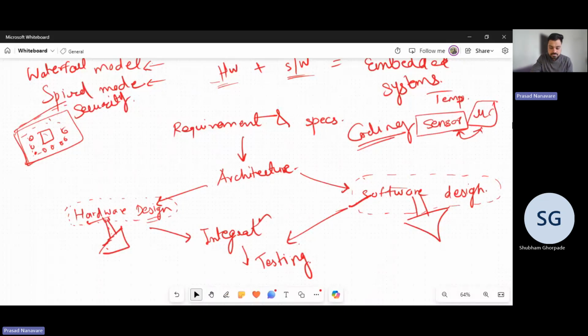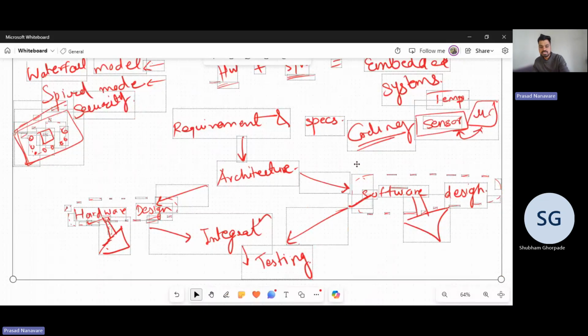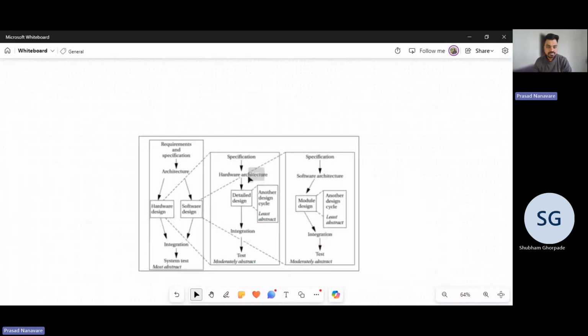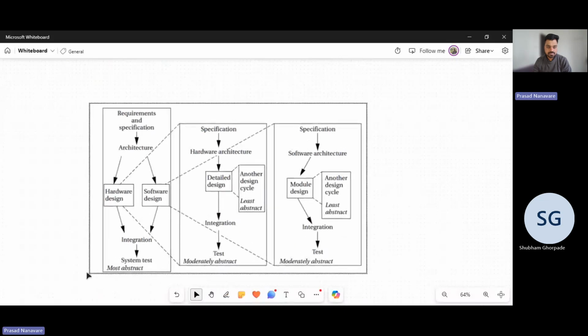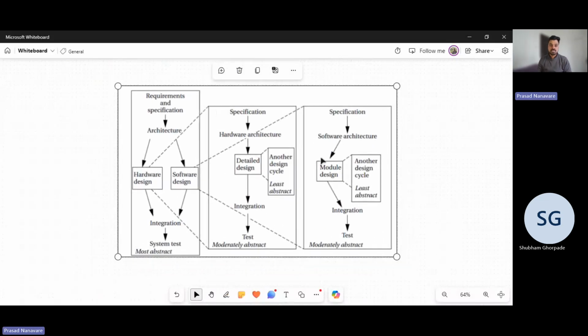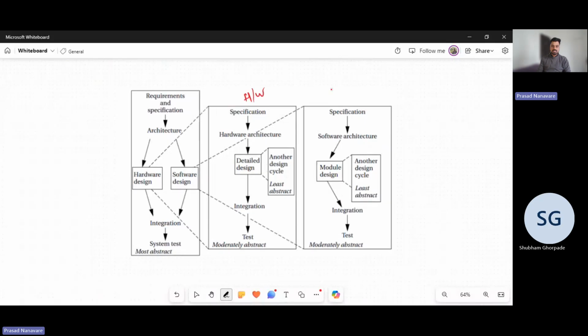But if we go on with a proper representation of all the modules, then it will somehow look like this. Okay, so this is hardware design and this is software design. As you can see, this is the overall system.